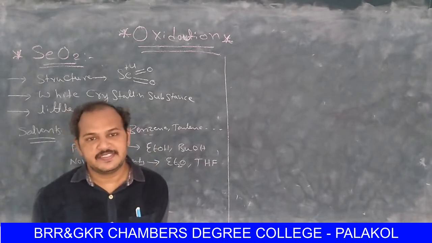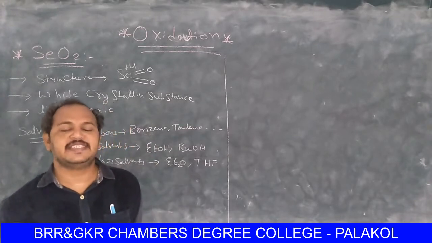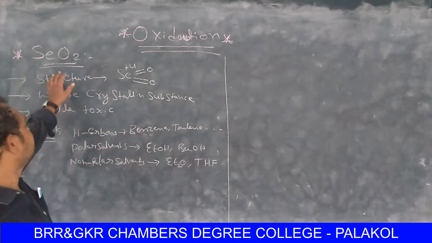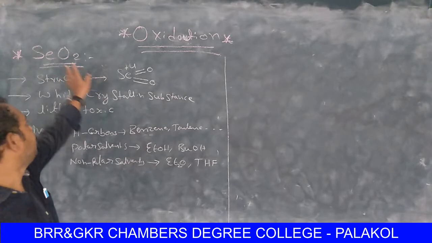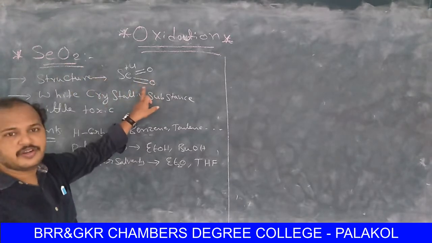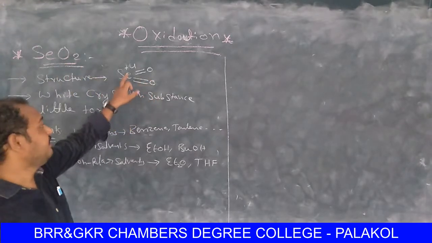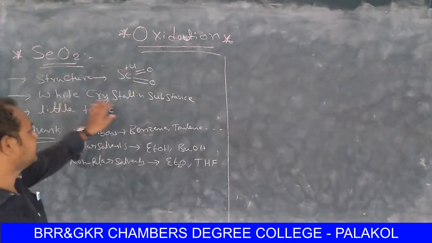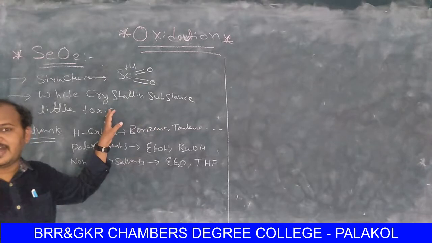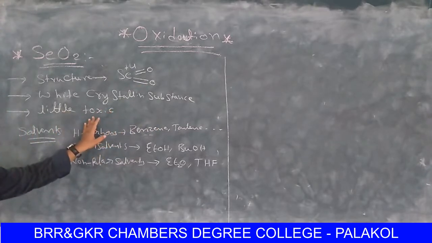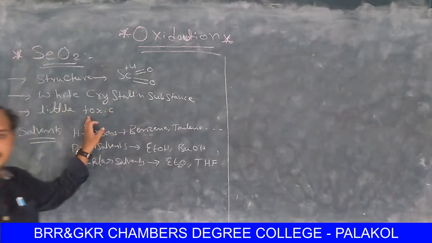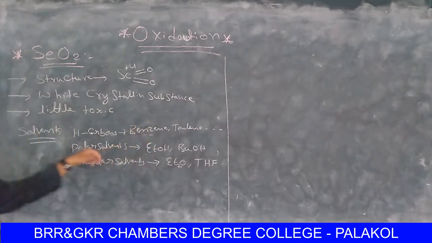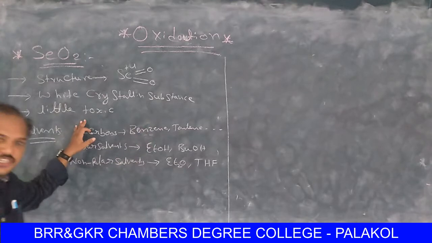Today we are going to discuss one more oxidizing reagent, that is selenium dioxide. The structure of selenium dioxide is SeO2, with Se double bond O and double bond O. Selenium has a +4 oxidation state, and it is a white crystalline substance with a slightly toxic nature. So while using selenium dioxide we should take care, because it is a little bit toxic.